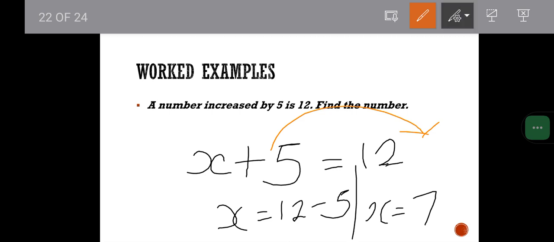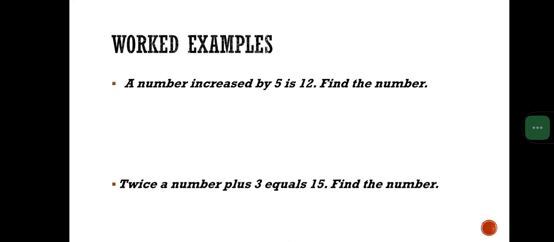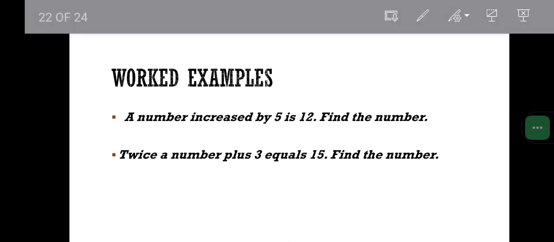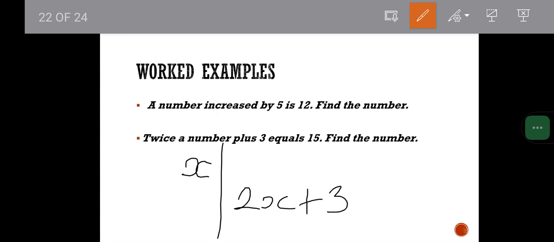Alright, let's check the next example, shall we? For the next one, it says, twice a number plus 3 equals 15. Find the number. Same thing, same trick. Let the number be x. So when we have twice a number, it means 2x plus 3. They said it is equal to 15. We want to make x stand on its own. We take this little guy to the side.